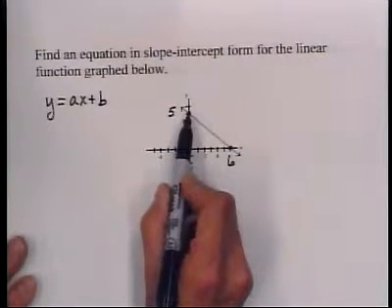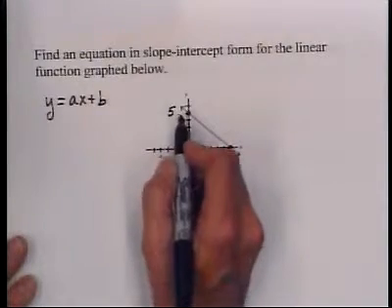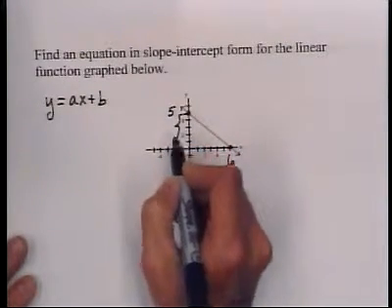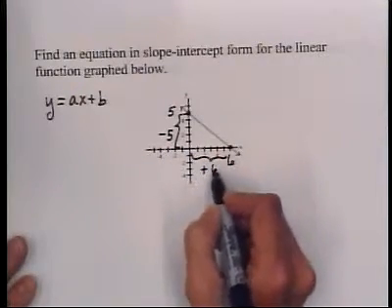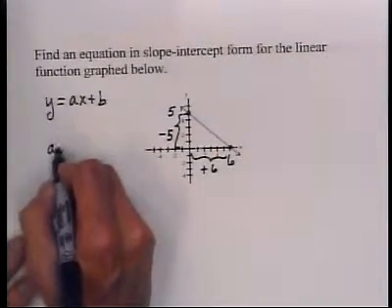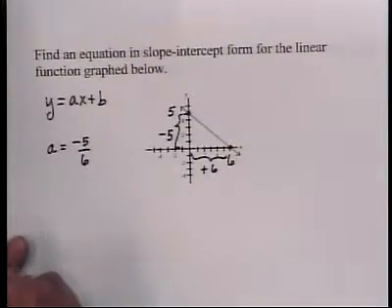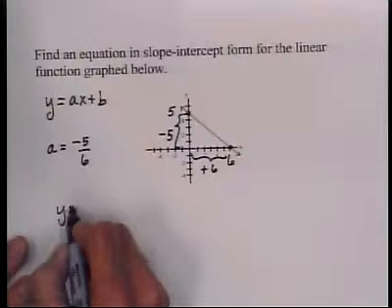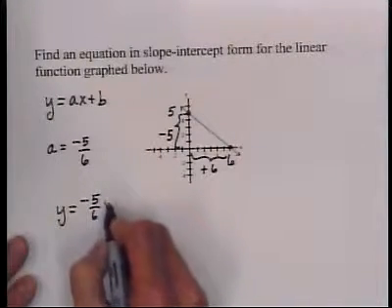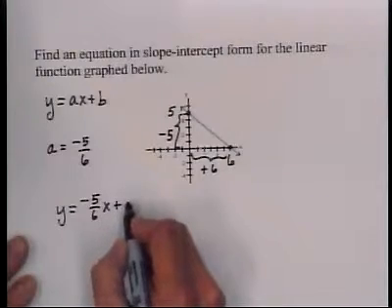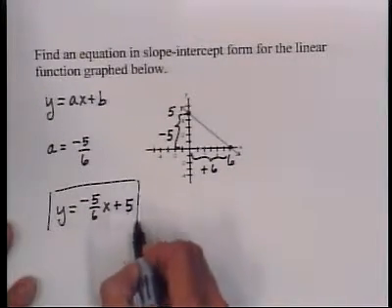What I see is that if I'm at the point on the y-axis and I want to go to the point on the x-axis, I have to go down 5 and to the right 6 units. So the slope is down 5 to the right 6. The equation of the line in slope-intercept form then is negative 5 over 6x plus the vertical intercept of 5. And that's what I was looking for.